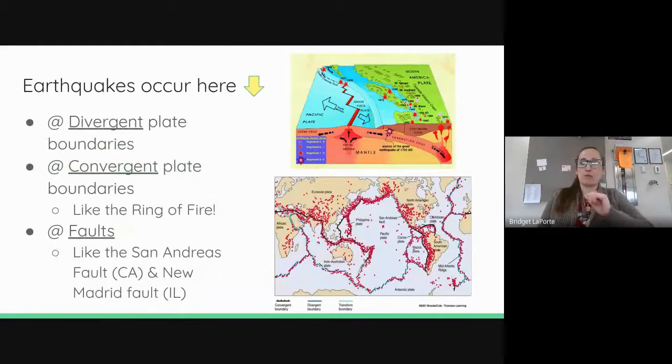So where are they happening? Well, very similarly to volcanic activity, they're gonna happen at divergent boundaries. So anytime you have plates moving apart from each other. Convergent boundaries, right? So we saw with oceanic and continental, oceanic and oceanic, as well as continental and continental. So again, that ring of fire that we've talked about a few times, these are the earthquakes that you tend to hear about.